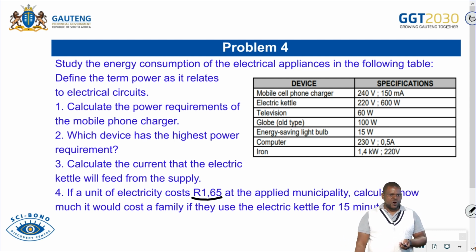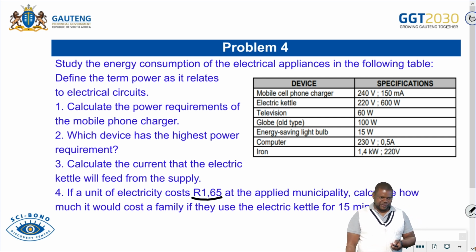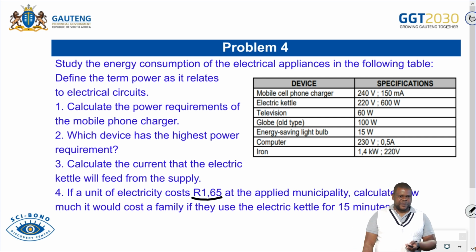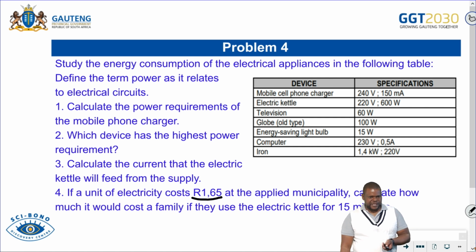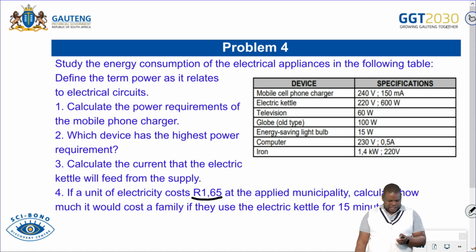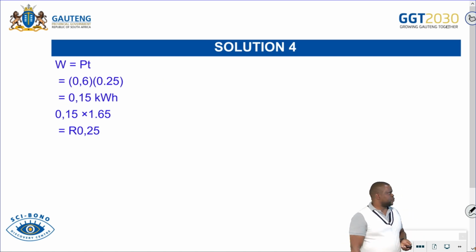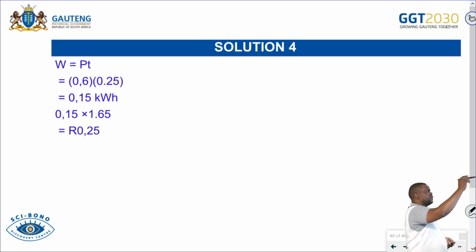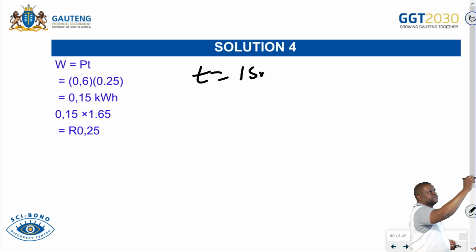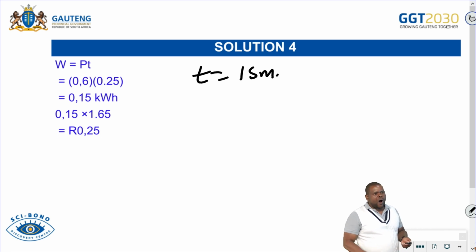Number four says, if a unit of electricity costs 1 rand 65 at a municipality, calculate how much it will cost a family if they use the electric kettle for 15 minutes. Our time is 15 minutes. The time given to use the kettle is 15 minutes. For that, this is what we'll be doing. We're given time, which is equal to 15 minutes. And remember, our work must be in hours.